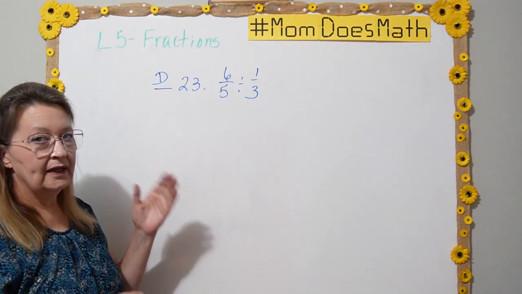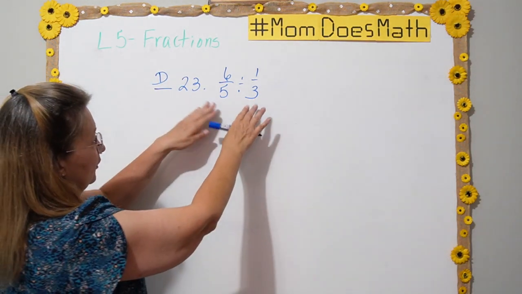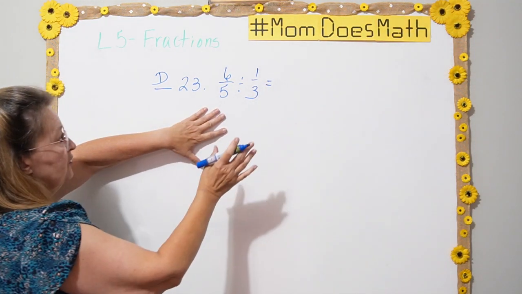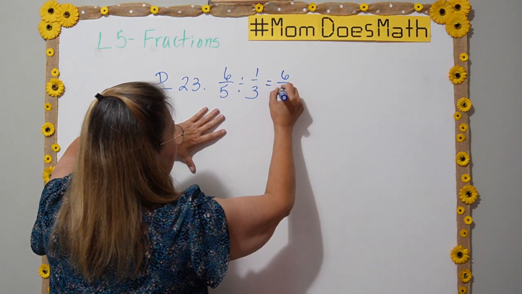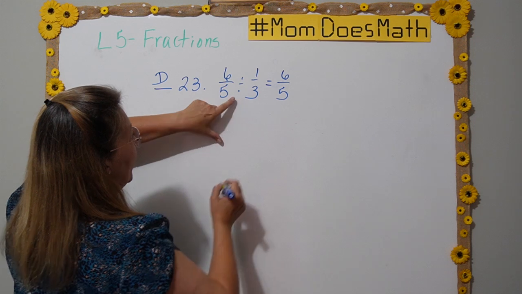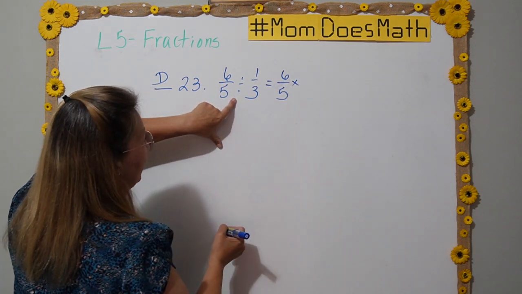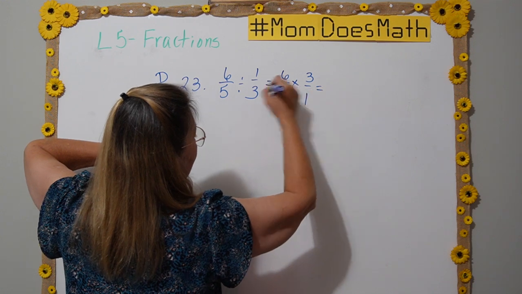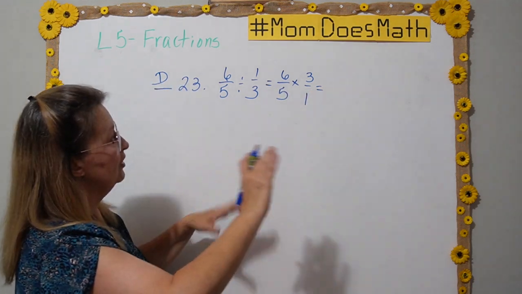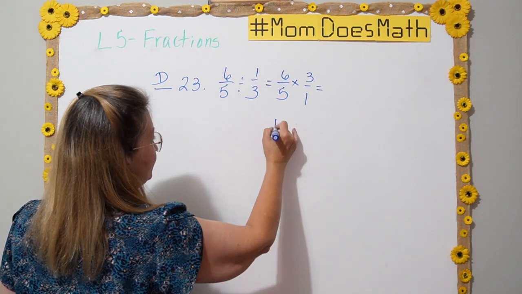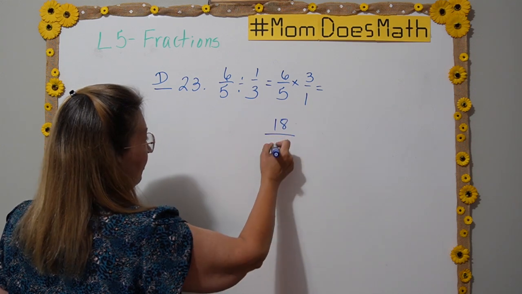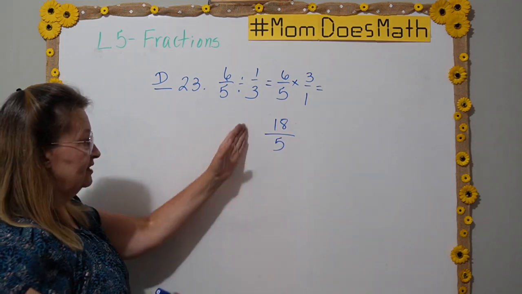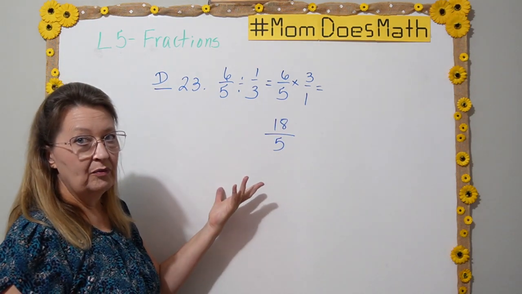Okay, number 23 is a division problem. And how do you divide? Keep, change, flip. They're both already in fraction form, so I don't have to convert. I'm going to keep 6/5 like it is. I'm going to change division to multiplication, and then I'm going to flip 3/1. All right? Then multiplying, you just do straight across the top. 6 times 3 is 18. Straight across the bottom, that's 5. This is lowest terms. Nothing will go into both of them.